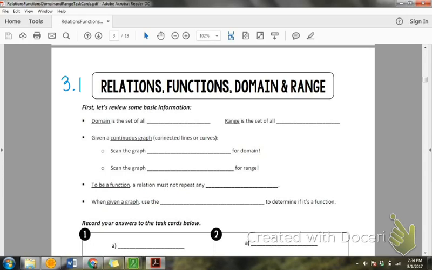What is the domain values? Leanna? All the values of x. So domain is a set of all x values. There's your blank right there. So if domain is all the x values, then range is all of the y values. Good.